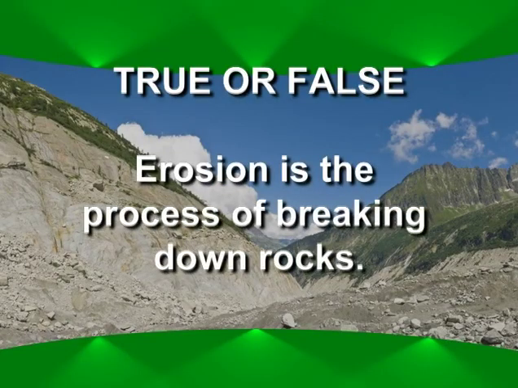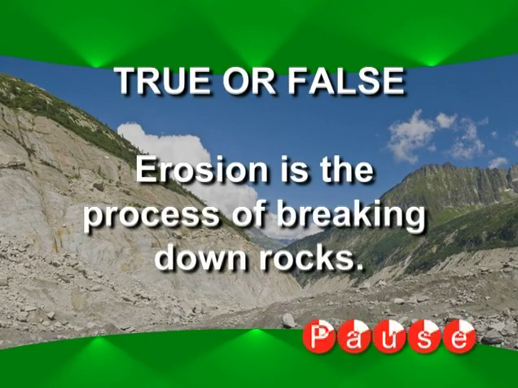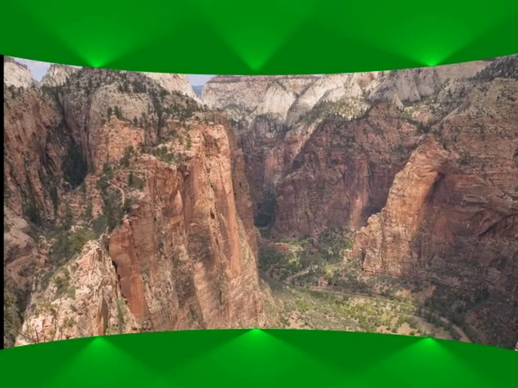Erosion is the process of breaking down rocks. True or false? I can't fool you. It's false. Weathering breaks down rocks, and erosion moves it around. I just can't believe how much you remembered. How about another? Can you tell which form of erosion is represented by each image?